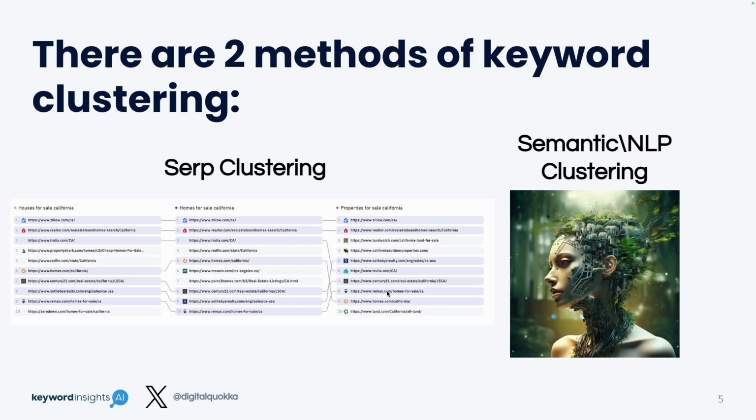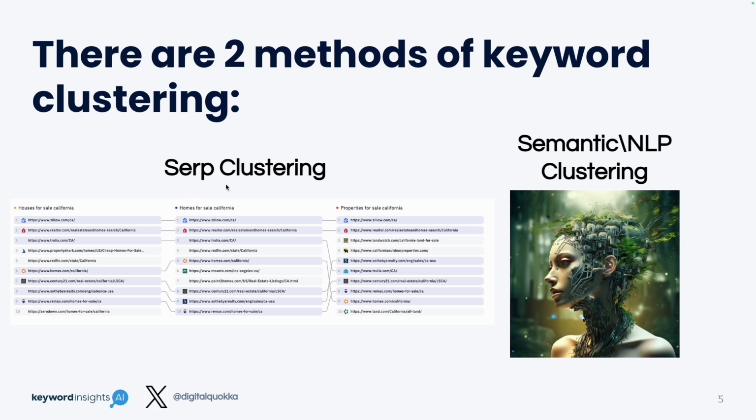As I just alluded to, there are two common methods of keyword clustering. Well, there's three if you include the manual method, but we will ignore that for now. So there's SERP-based clustering. SERP stands for search engine result page clustering. And there's semantic or NLP clustering. NLP stands for natural language processing clustering.